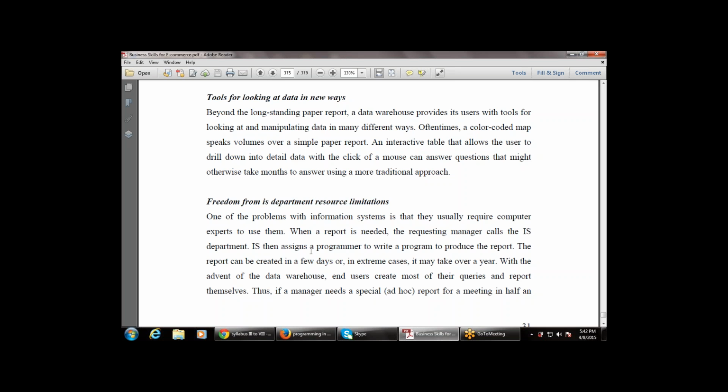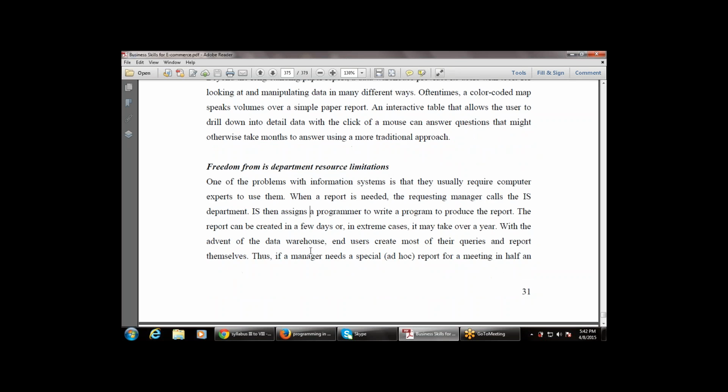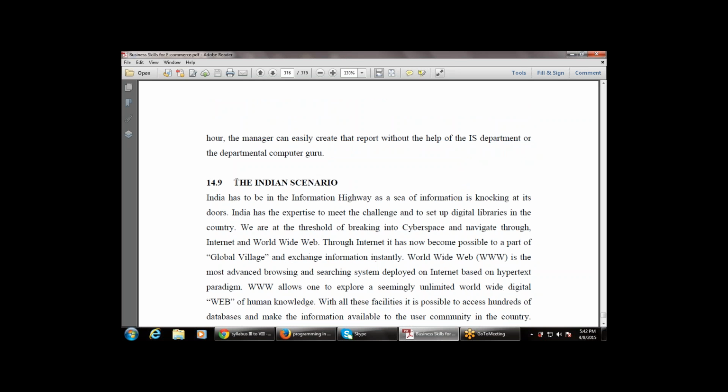The next advantage is freedom from departmental resource limitation. That is, there is no department, everything is available online. So if there is a logical data warehouse, there is freedom from departmental resource limitation.